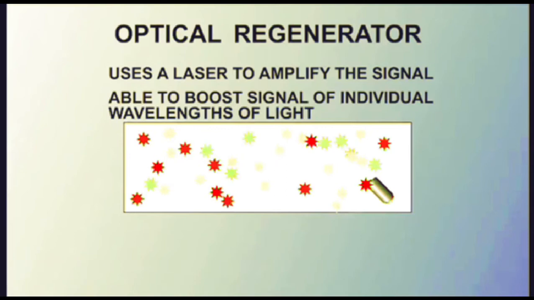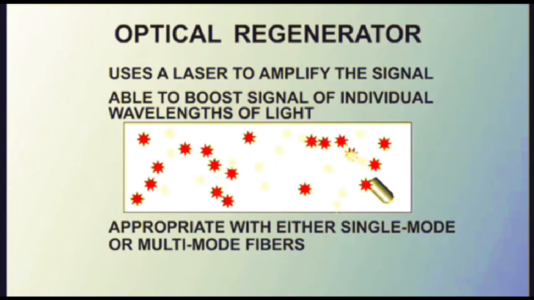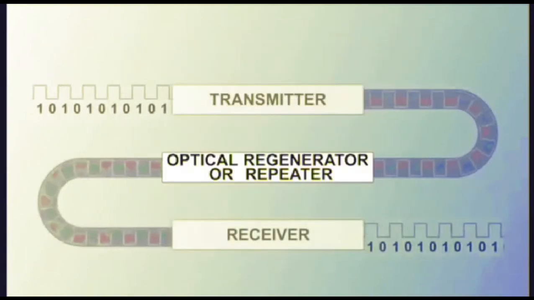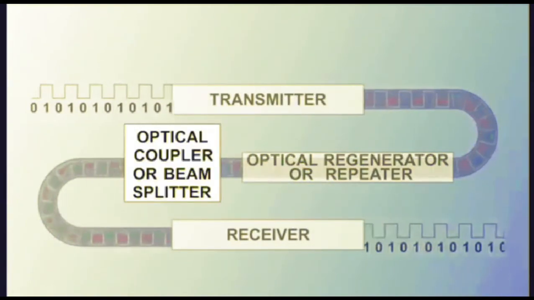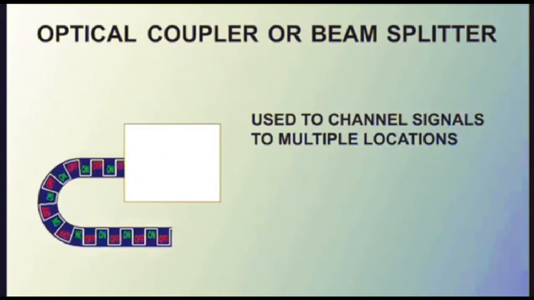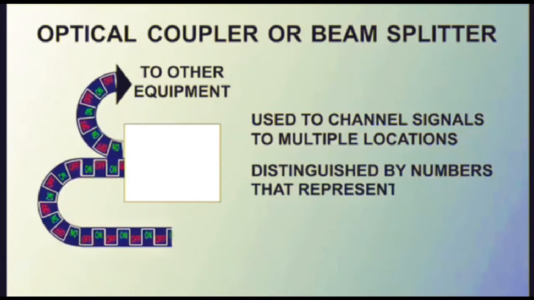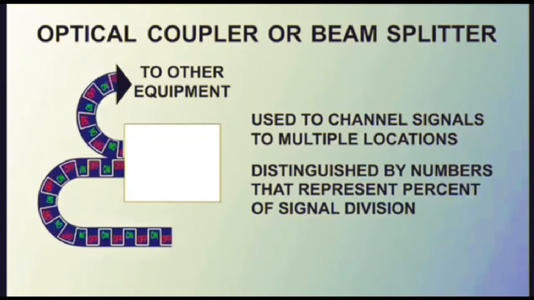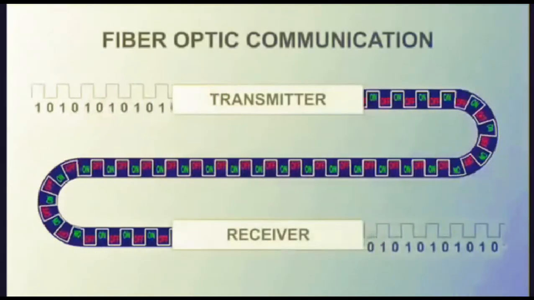These are able to boost the strength of individual wavelengths of light and are appropriate with either single mode or multimode fibers. Another device that may be added within the system is an optical coupler or beam splitter. This is used when necessary to channel signals to multiple locations. Splitters are distinguished by numbers that represent the percentage of signal divisions, for example, 60-40 or 80-20.